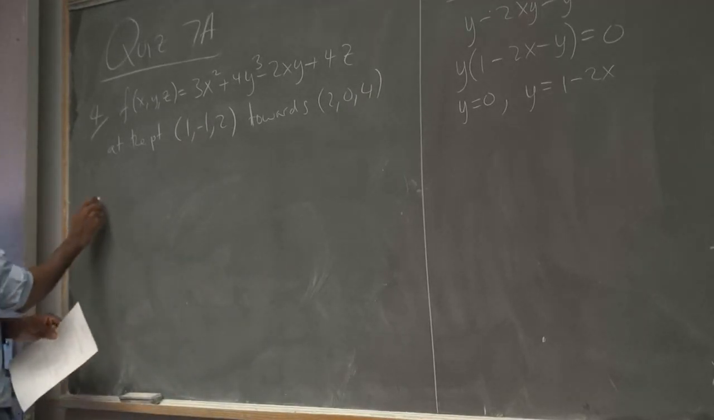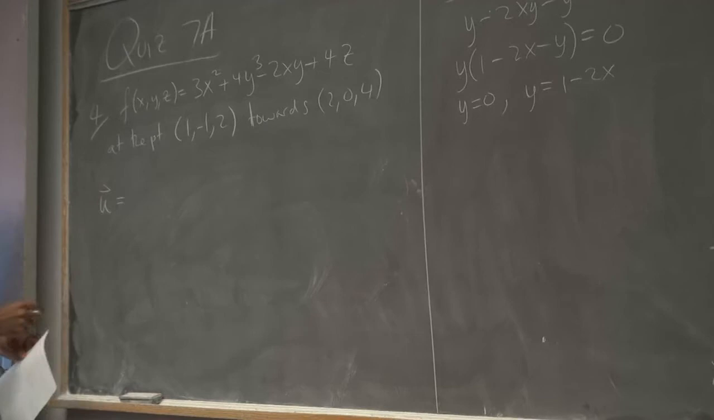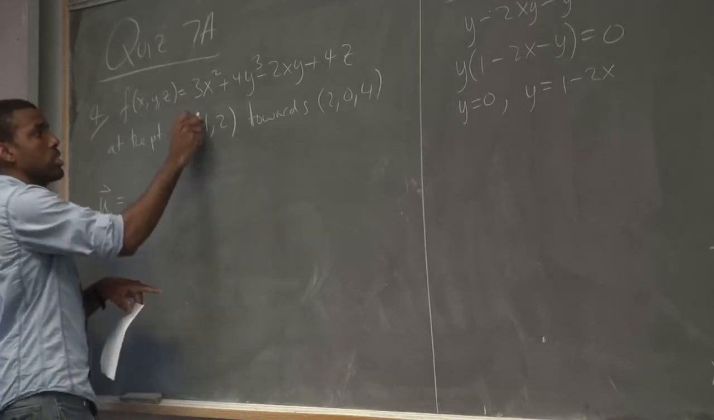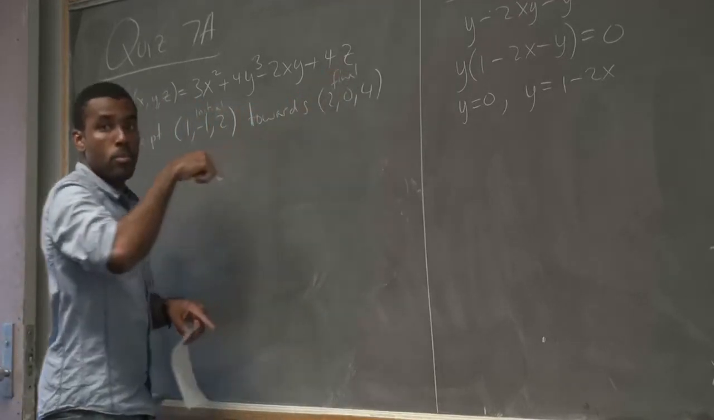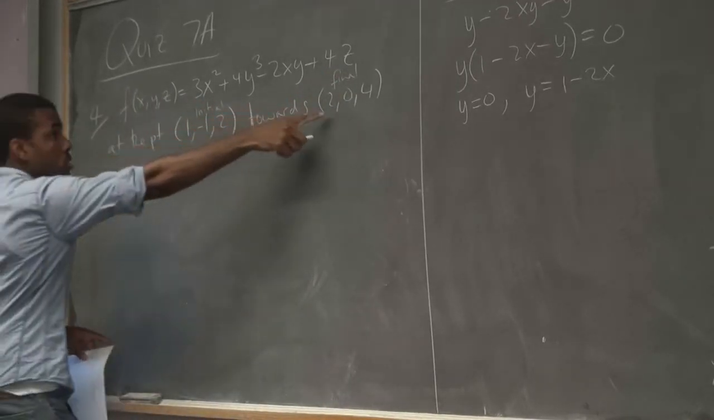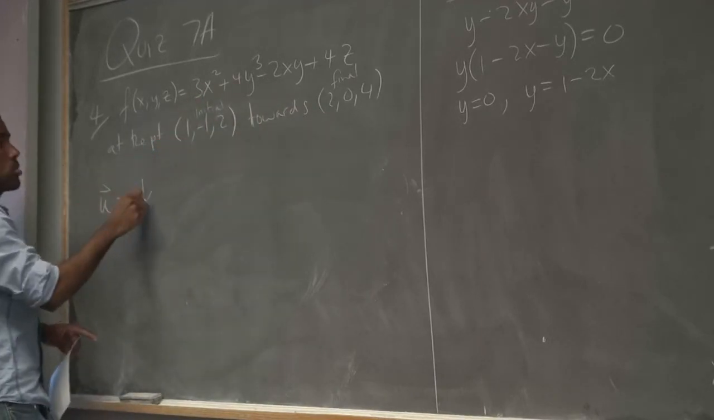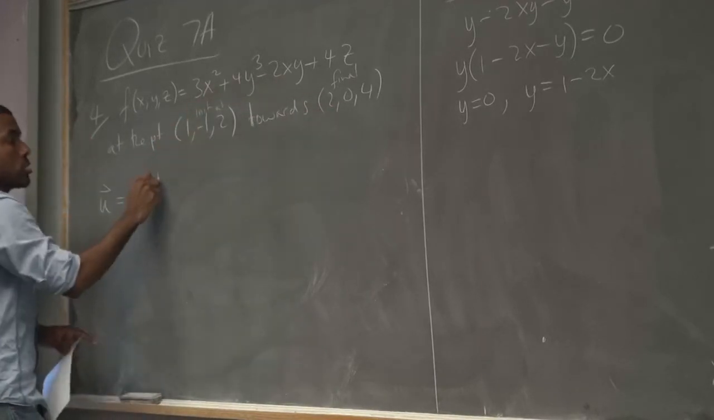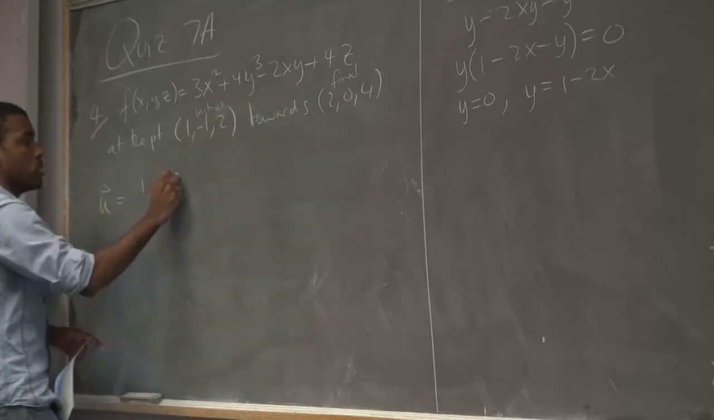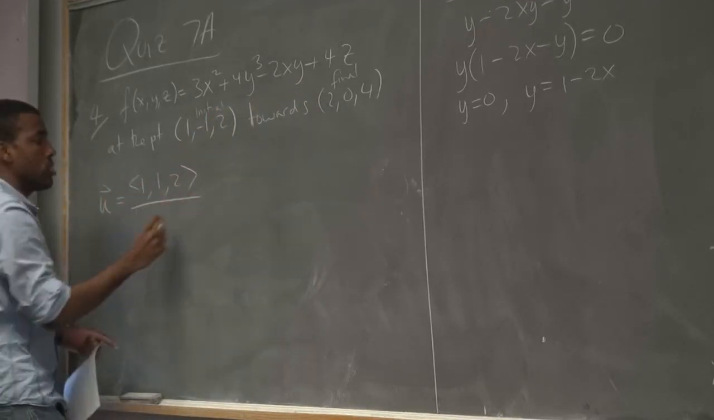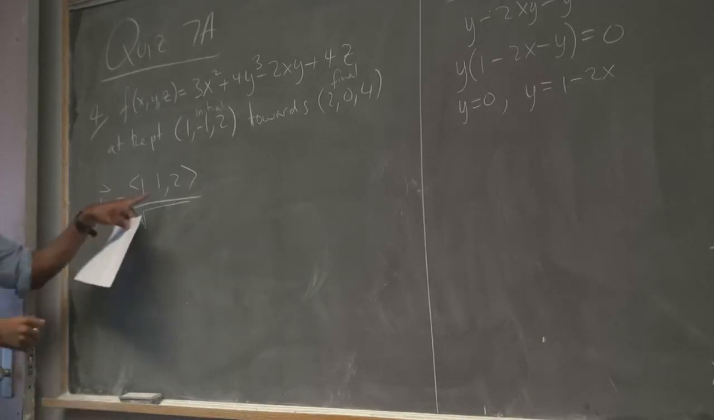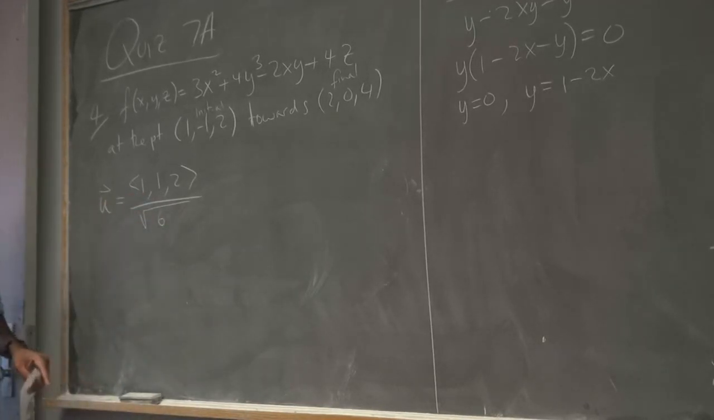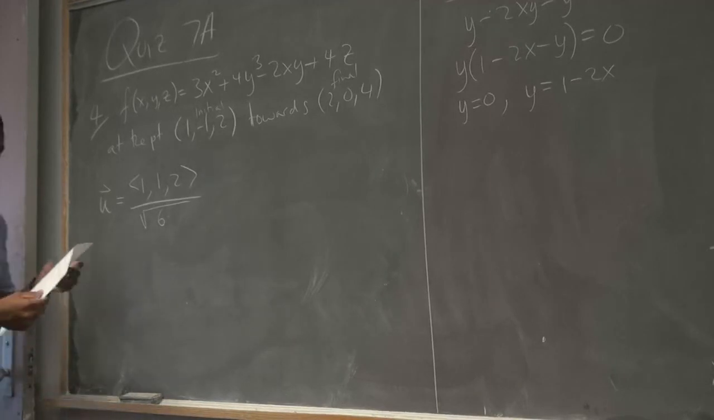But first I asked you to find what u was. And how did we find u? Find the direction, right? This is the initial point, and this is the final point. So you just do 2 minus 1, 0 minus minus 1, 4 minus 2. But you have to make sure it's a unit vector, so you divide by its magnitude. So that's just 2 root 6. You can leave that as the answer.